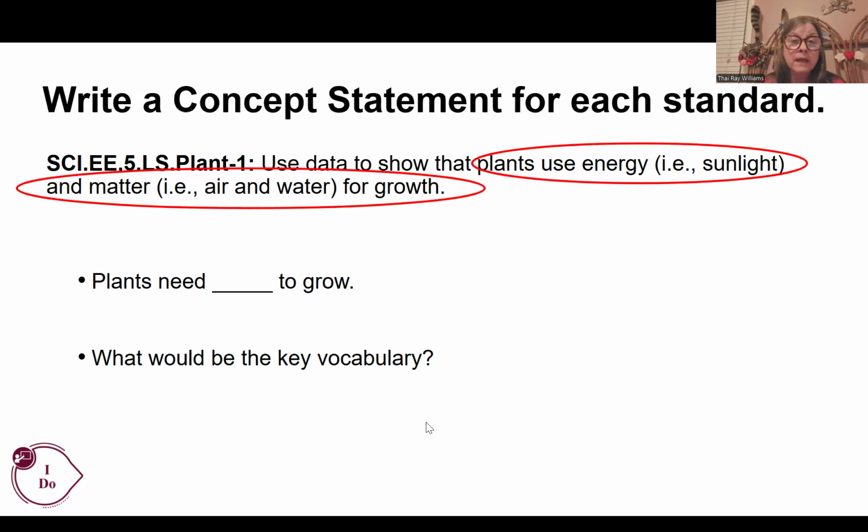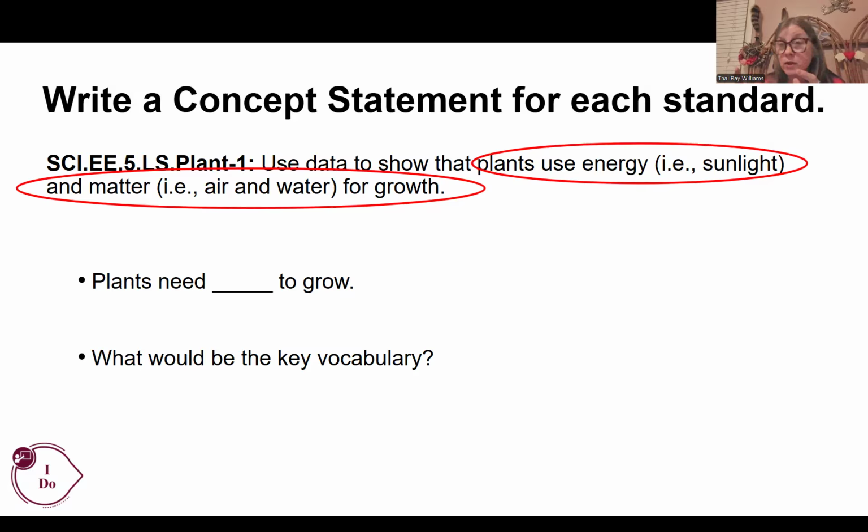So for this standard, my concept statement might be plants need sunlight to grow. For some students, that is where they are. They're going to be learning the vocabulary word sunlight. That is not in their repertoire. However, there are other students for whom you might have a concept statement that is plants need energy to grow, right? That's important for students to know. And some students are on that level that energy would be their vocabulary word.